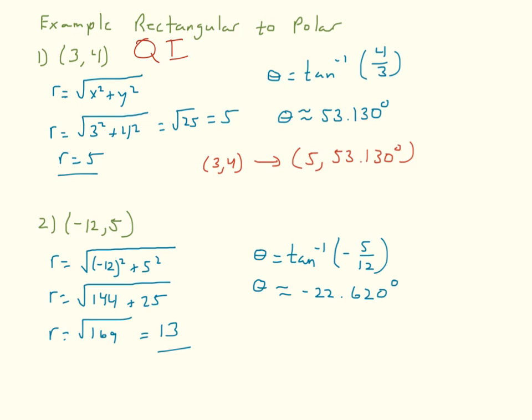Let's take a look at the next one. Now you'll notice I'm looking at negative 12, 5. Well, that's in quadrant 2. Quadrant 2 is not a quadrant that the inverse tangent will give us an angle in. So what happens here? I can find r.